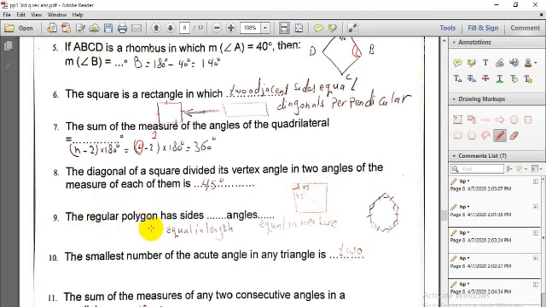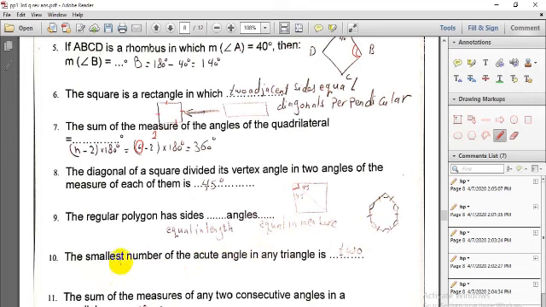The regular polygon. Remember, when I write to you, the regular polygon has two important properties: all sides are equal in length and all angles are equal in measure, like this one. Very good.